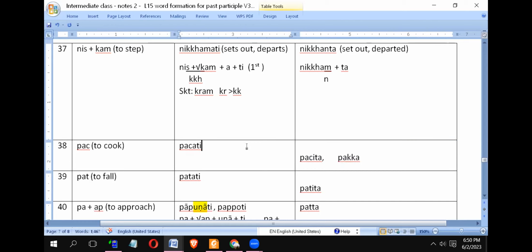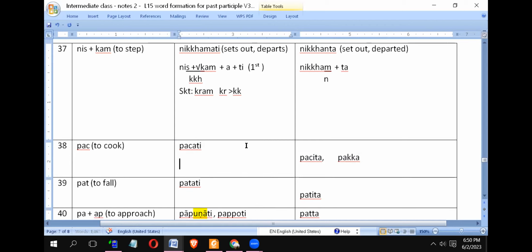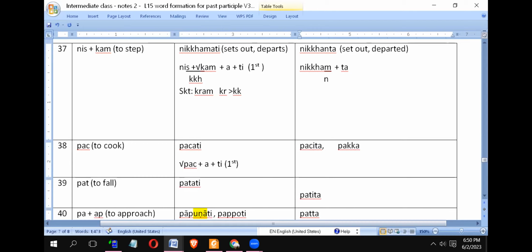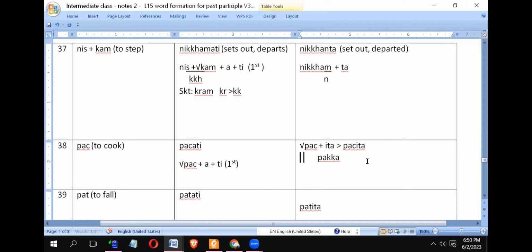Pachati. Pak is the root, to cook, plus a, the first conjugation sign, plus ti: pachati. So it's the first conjugation. And how do you get this one? This one is pak, the root, plus ita. Pachita, okay. Yes. So next one, how do you get this one?